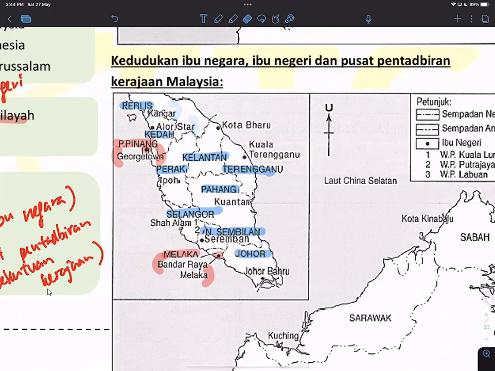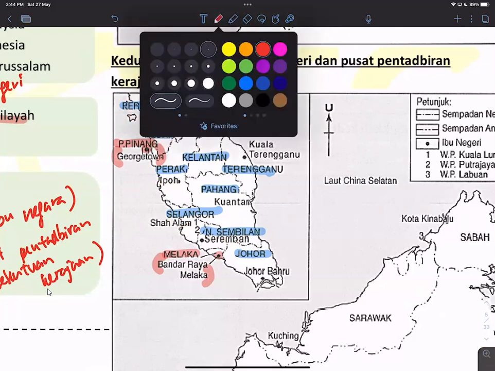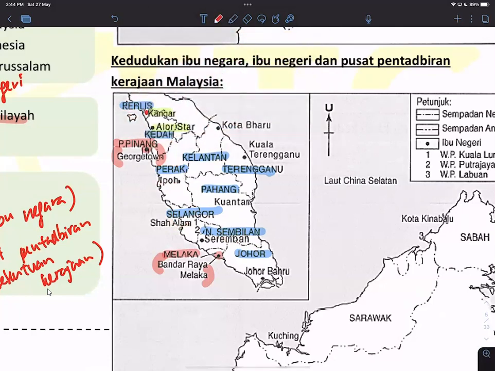Sorry, so I try to highlight with another green color. Green color is referring to the states' capitals. So Kangar is here, Alor Setar, George Town, Ipoh is here, Selangor, Shah Alam is here. Okay, and then Negeri Sembilan is here, Seremban, Malacca in the center, Johor Bahru here. So please learn how to dot the Ibu Negeri.